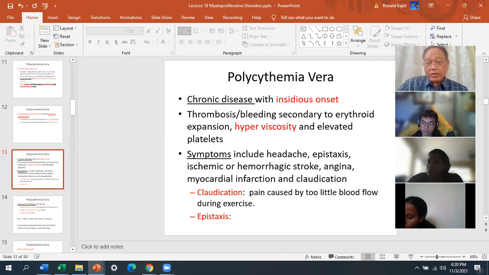Ischemic or hemorrhagic stroke, because you don't want this thick blood going through your brain, so you're at risk for getting a stroke. Angina, chest pains, myocardial infarction, and claudication. And claudication is pain caused by too little blood flow during exercise. The too little blood flow is one of the things you get from the hyperviscosity. So you have thick blood, an excess amount of RBCs, so your blood is thicker, it's more viscous, causing those symptoms: the headache, the nosebleed, the stroke, the angina, the MI, and the claudication during exercise.